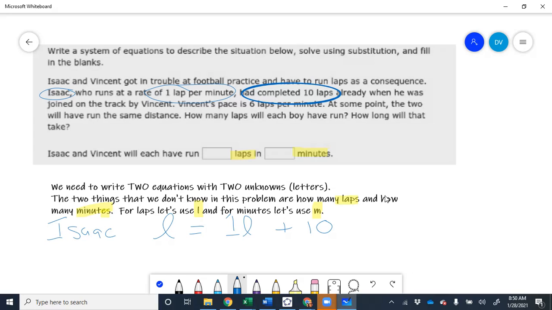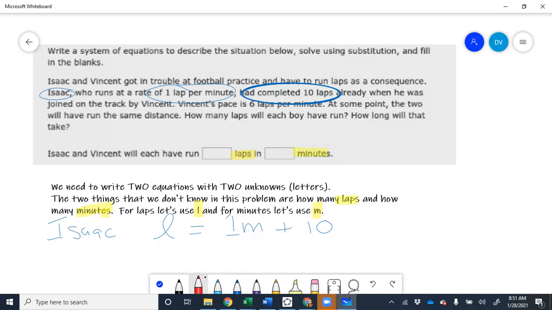10 laps plus 1 lap every minute, or 1 lap every minute plus 10 laps. I want to write it so that, I'm sorry, that's not right. I'm sorry, 1 lap every minute. That should be an M, sorry. Yeah, we want to have both letters in both of our equations. We want to have 2 letters in each equation, 2 unknowns. Sorry. 1 lap every minute plus 10 laps that he's already run.